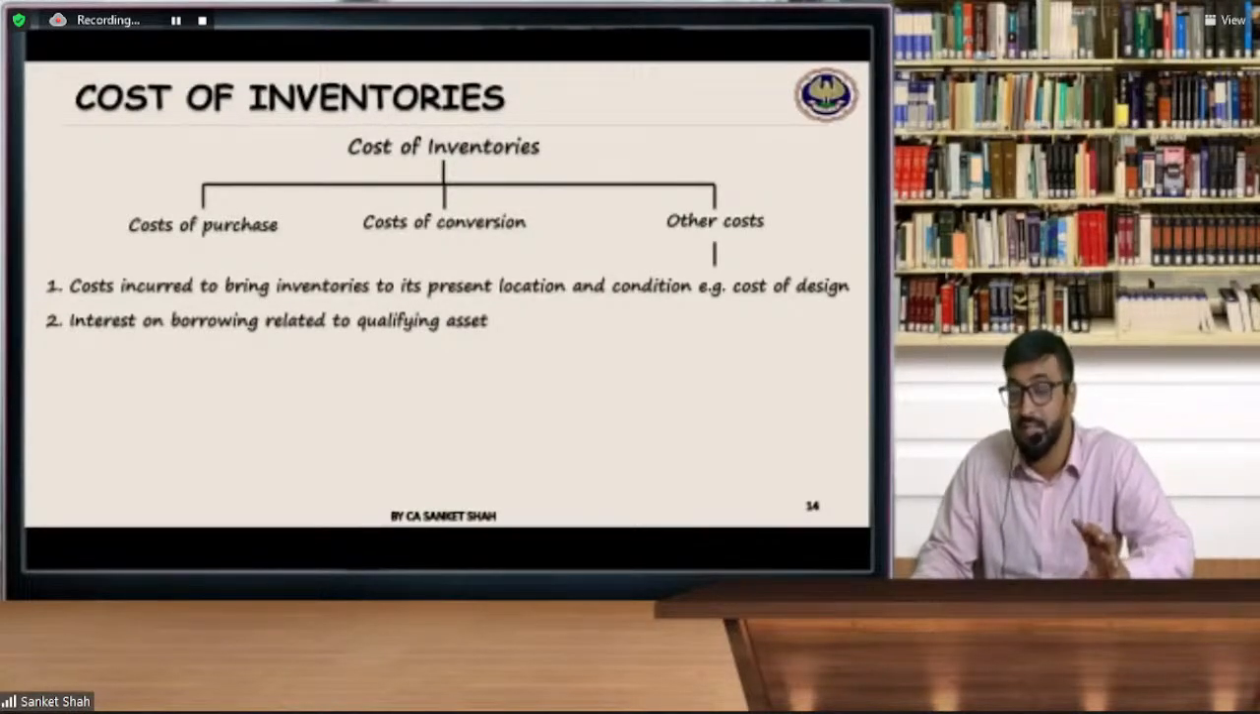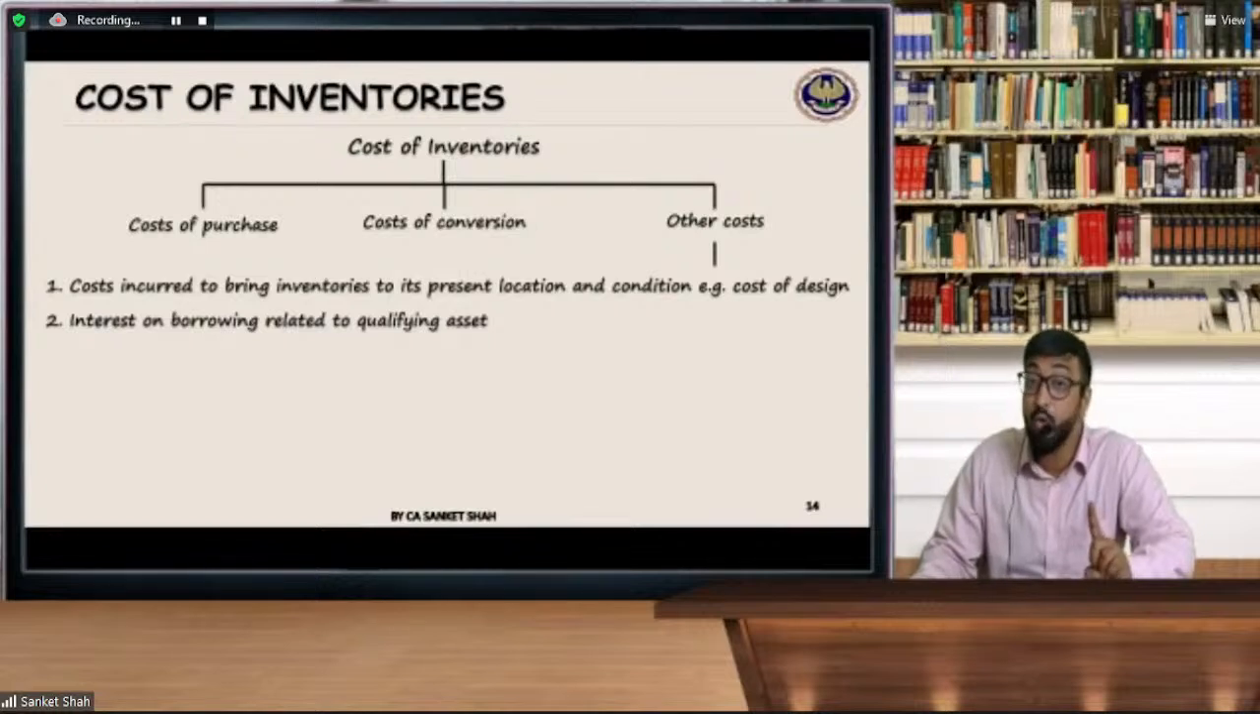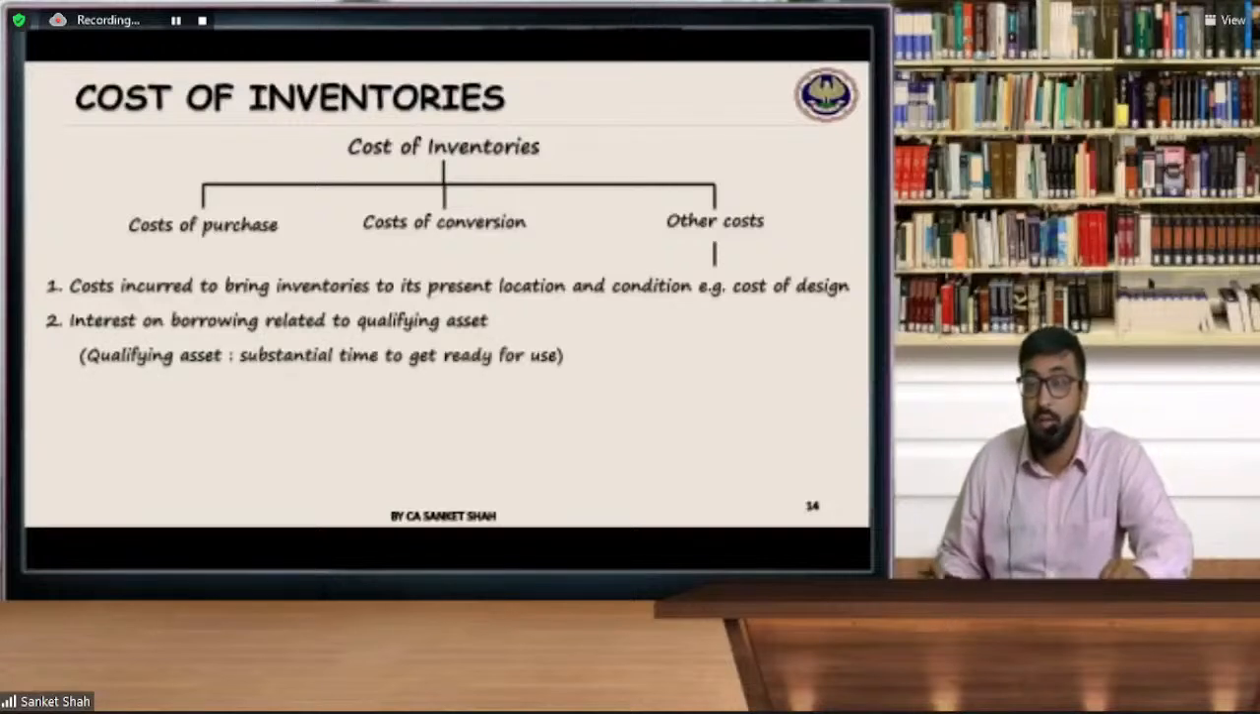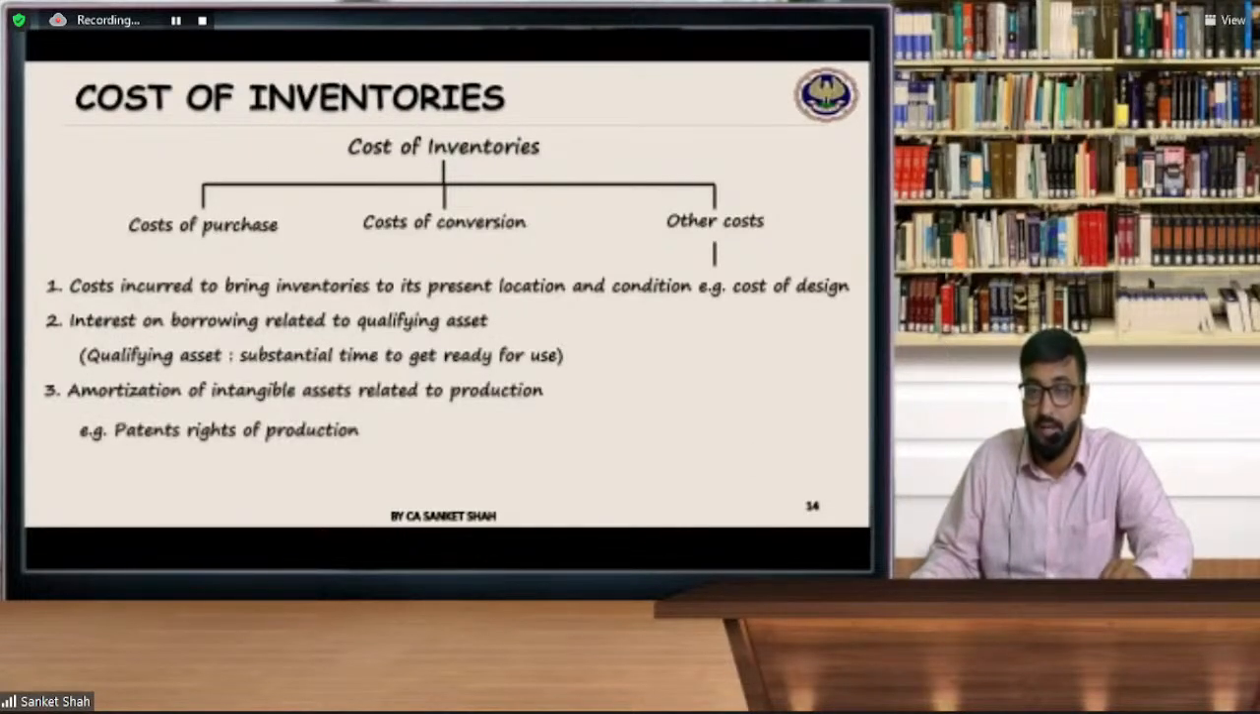Normally interest is not added, but interest related to qualifying asset is. And what is qualifying asset? That we are going to see in accounting standard 16. An asset which takes a substantial time to get ready for its intended use is called the qualifying asset, and that interest on borrowing cost will be added. So qualifying asset means substantial time to get ready for its intended use.